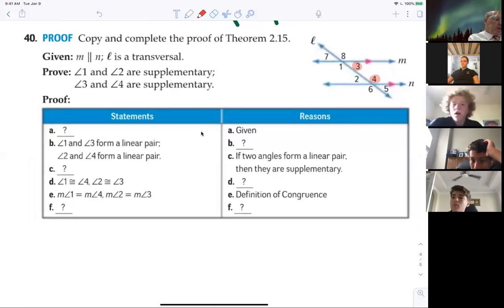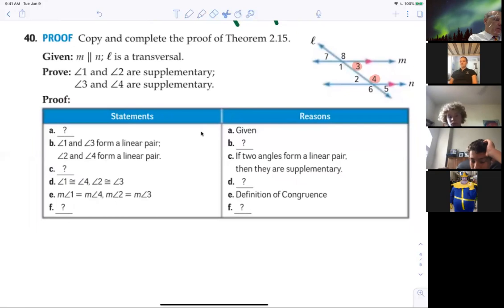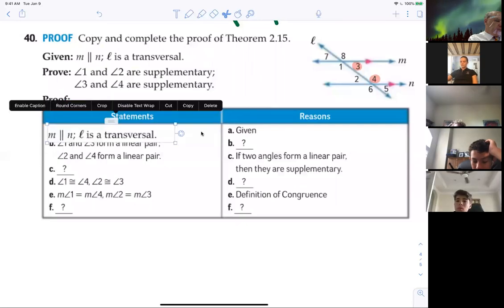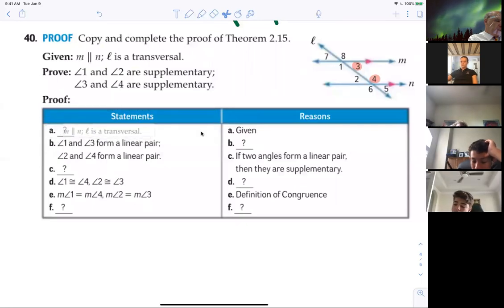What is true about statement A? Yeah, I'm just going to write this whole thing. Copy, paste. Let's put that in. All right, I'm going to highlight it so I know I added that.